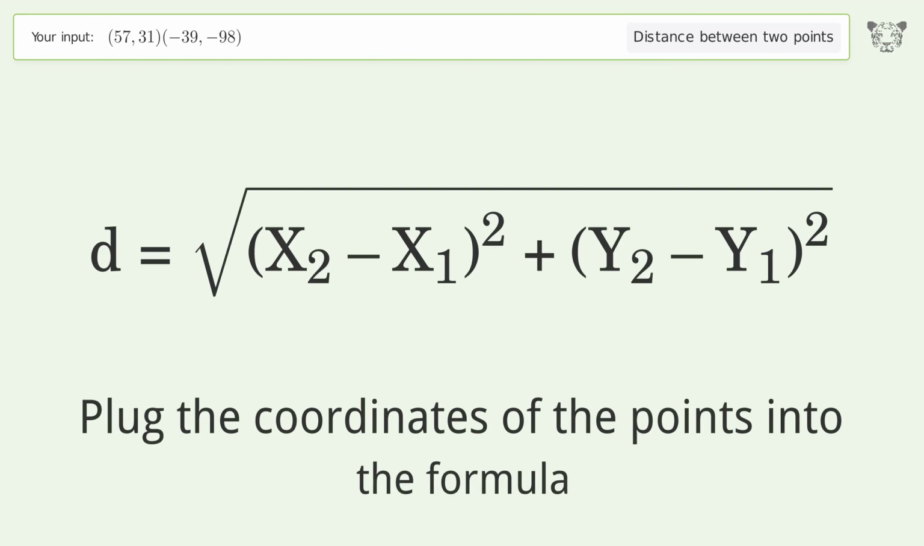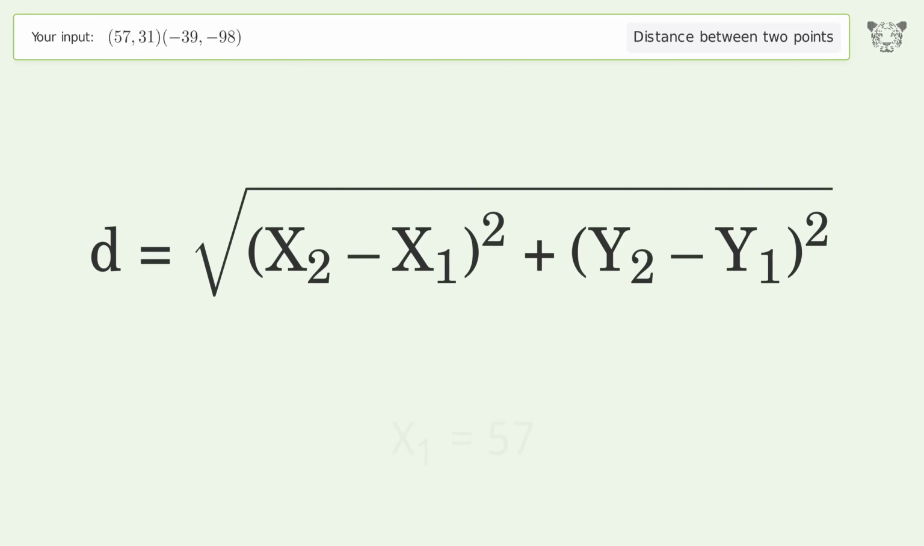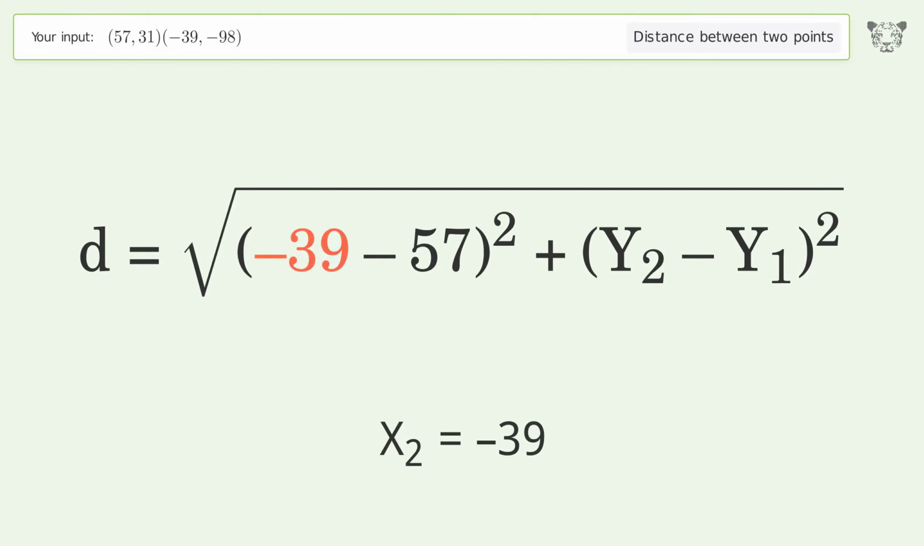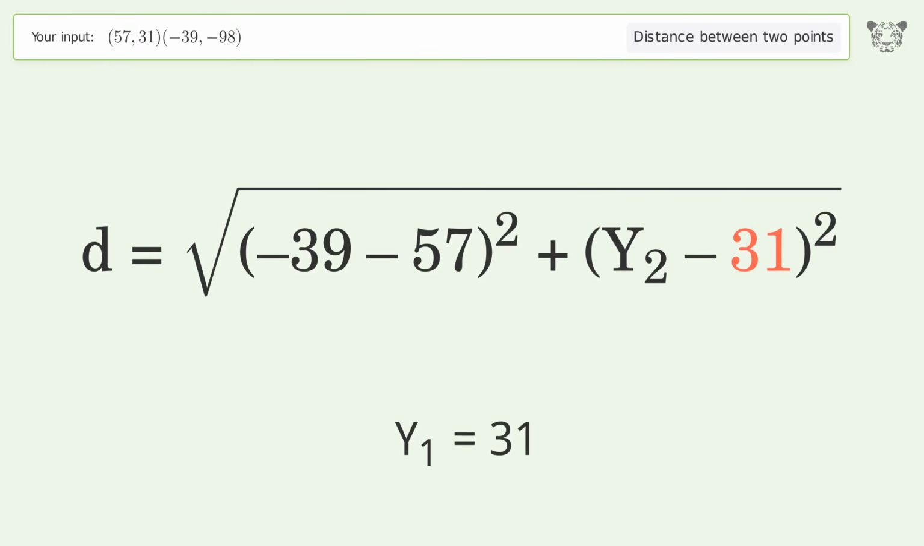Plug the coordinates of the points into the formula. x1 equals 57. x2 equals negative 39. y1 equals 31. y2 equals negative 98.